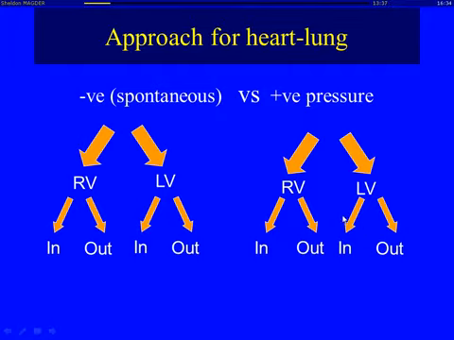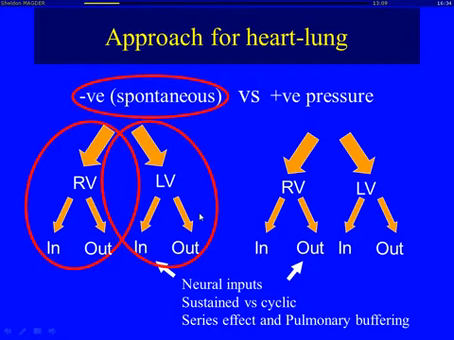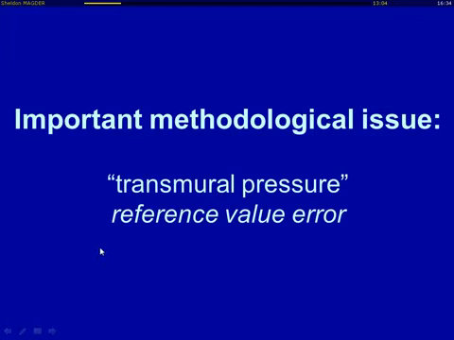Now, as I said, the subject is complicated, but if it's broken down into parts, it actually isn't so bad. There's negative breaths and positive. I'm going to be just dealing with the negative. You have to think of the effects on the right side and left side, and then you have to think of the in and out. And these are modified somewhat by neural inputs, sustained versus cyclic effects, and then this series effect and something called, what I've called pulmonary buffering. So my task today is negative. We're going to just deal with the effects on the right side and left side, and I will go through the systematic parts on the ins and outs of each of these.